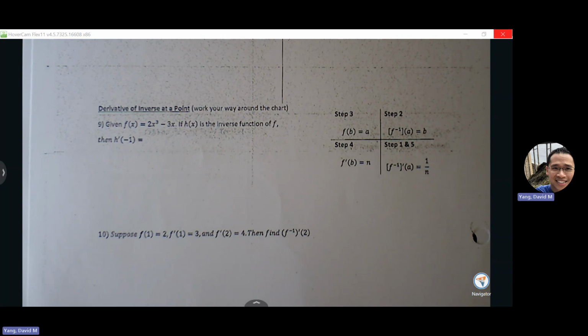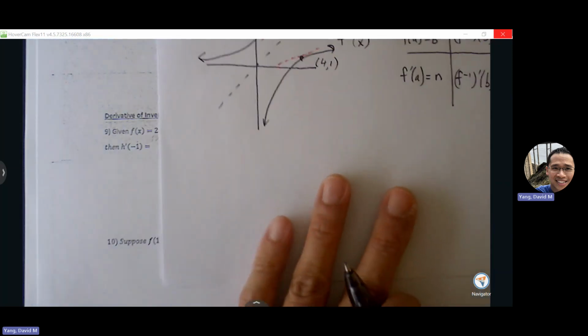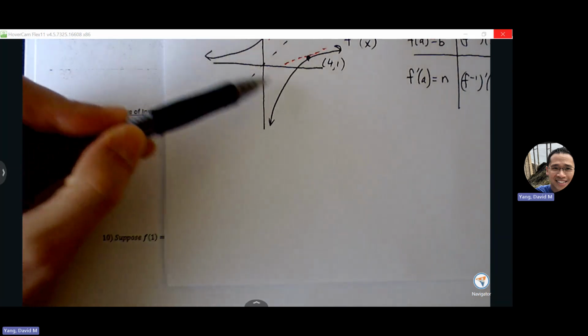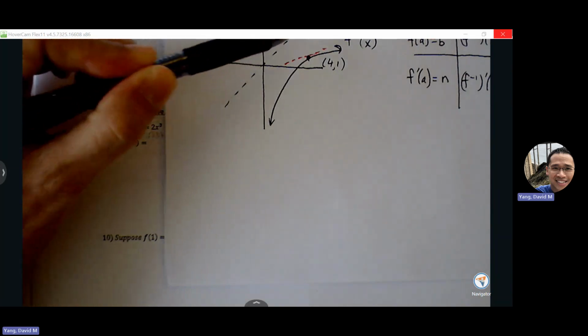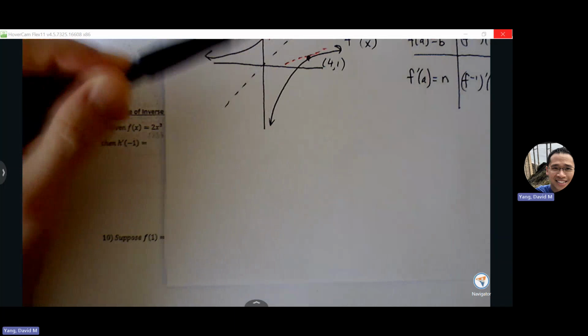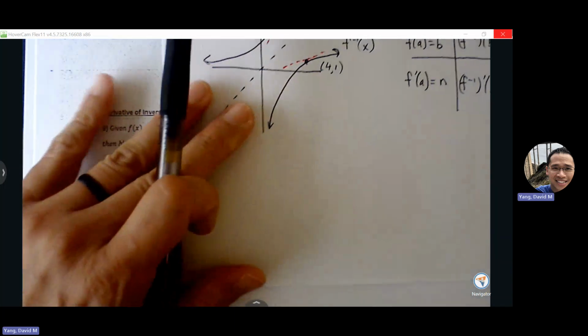So here's the big picture with derivative of inverse at a point. If you have an inverse function, this could be what an inverse function could look like, in the sense that if you can imagine folding over the line y equals x, the two graphs overlap each other. So visually, this is what function and inverse look like.